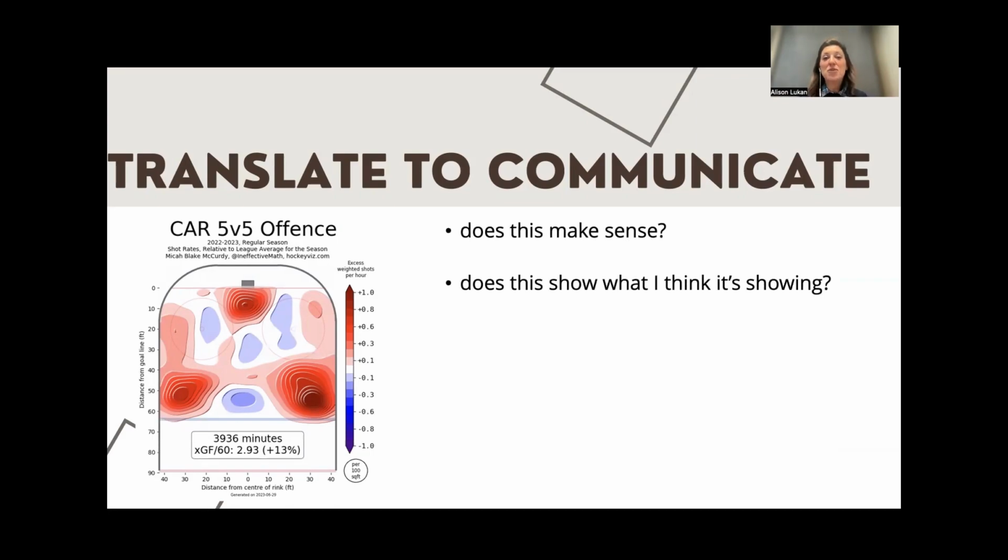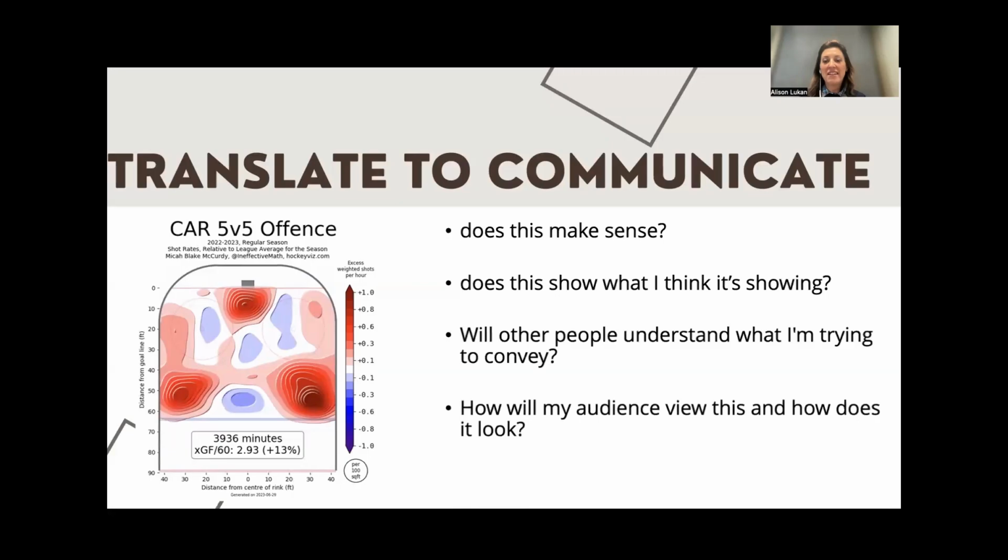When you do that, if you're using visualizations, which I strongly encourage, again, does it make sense? Does it show what I think it's showing? Will people understand what I'm trying to convey? How will my audience view this, and how does it look? And on that point specifically, make sure to consider the concerns of our colorblind friends. Will they be able to take in the full spectrum of what we're trying to show? And if we're using colors that just aren't easy to discern or make sense of, how can we change them, and how can we make things aesthetically pleasing as well?